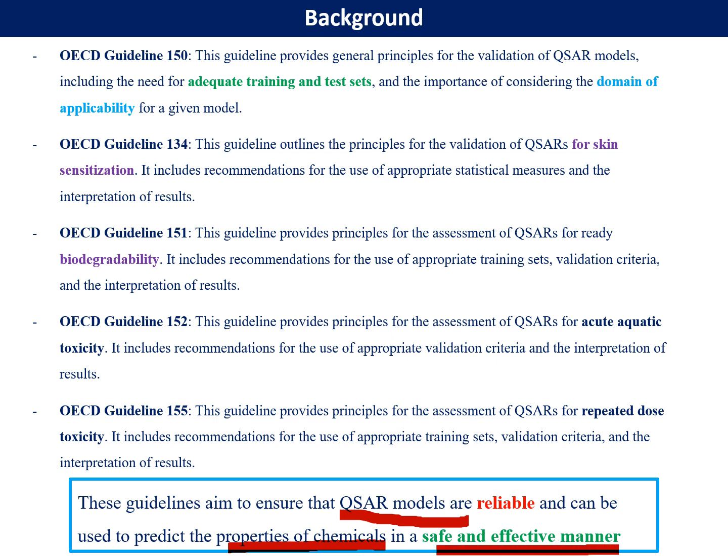For example, here is guideline 150. They require that the data have a training set and test set, and also an applicability domain, to make sure that your model is reliable. Another guideline, for example 134, mentions skin sensitization, and there are other guidelines for biodegradability, acute aquatic toxicity, or repeated dose toxicity.